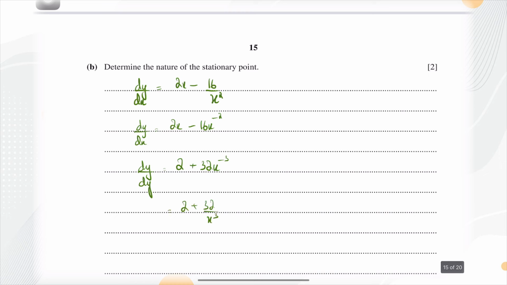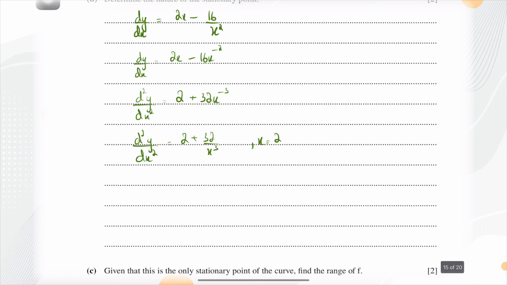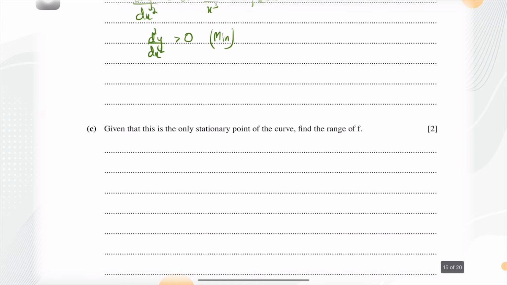So what do you think will happen if I plug in 2 over here? Will I get a positive value or a negative value? If I plug in 2, will the entire expression be positive or negative? Positive value, it will be positive. So what does that tell you? Minimum or maximum? Minimum point. Yep, it's a minimum point. So there you go.